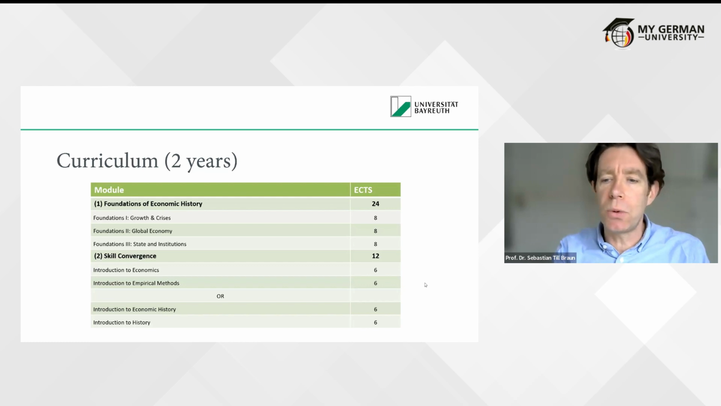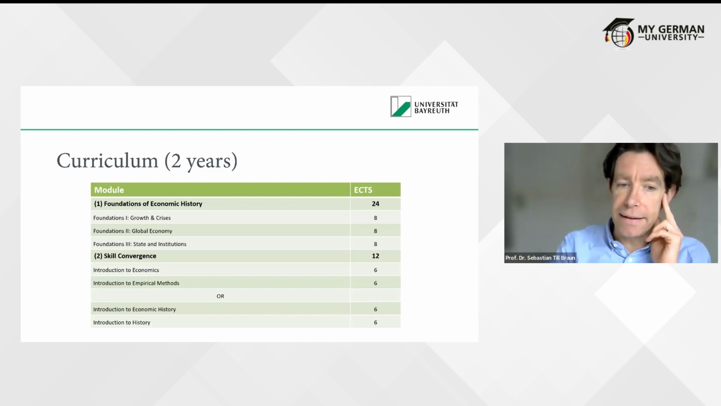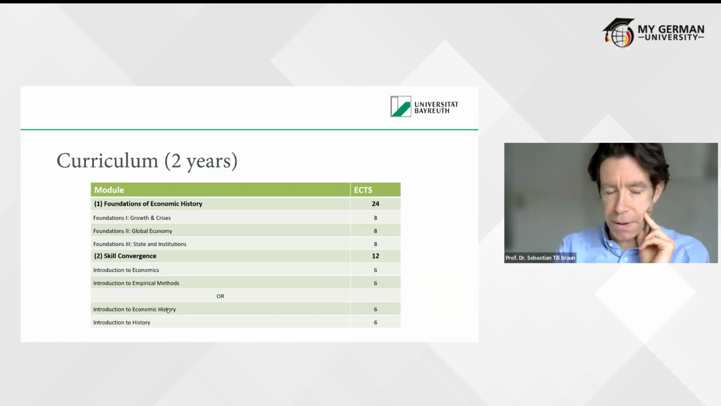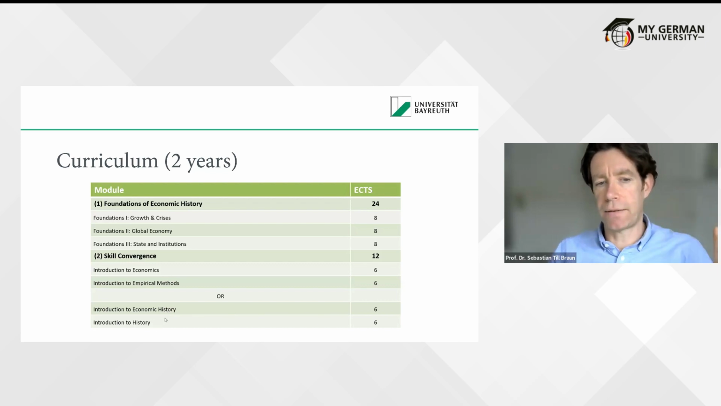And so what we do is, if you have a history background, you will have to take an introduction to economics. This is really just economics. It's not economic history. And an introduction to empirical methods. If you have an economics background, you will take modules Introduction to Economic History and Introduction to History. So that's the skill convergence part, which we can do, given it is a two-year program.